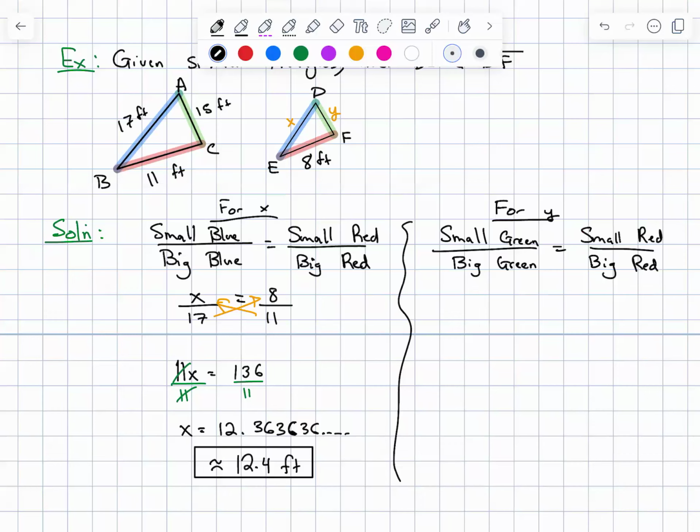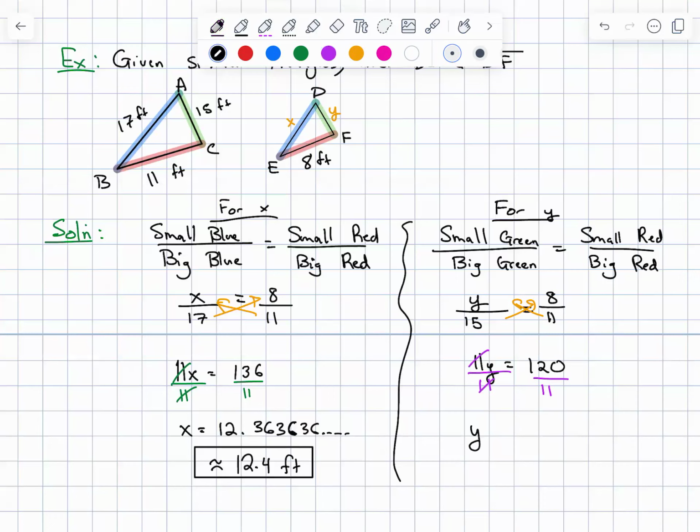That is to say small green, which is Y, over big green, which is 15, is equal to small red, which is 8, over big red, which is 11. Cross multiply. 11Y is equal to 80 plus 40, which is 120. Divide both sides by 11 to get the Y by itself, because it's 11 times Y. So to undo that multiplication, we'll do division, because those are inverse operations.